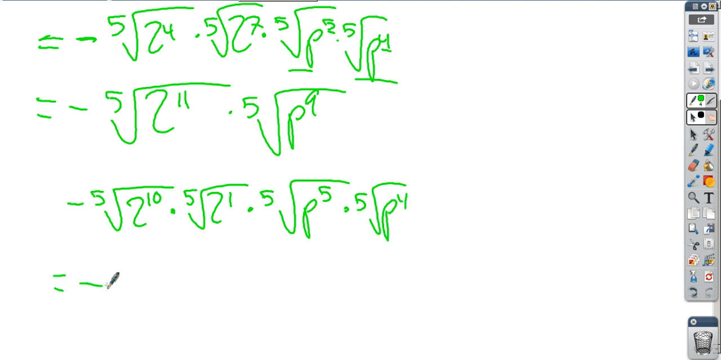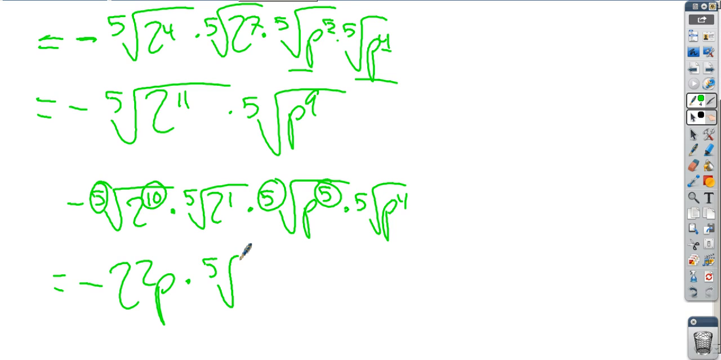And now let's simplify this. So negative, well, we're supposed to divide these exponents. The fifth root of 2 to the 10th power is like 2 to the second. It's just 10 divided by 5. Okay, the fifth root of p to the 5th is just p. So both of those are now outside the root. And what is left behind is just 2 times p to the 4th.